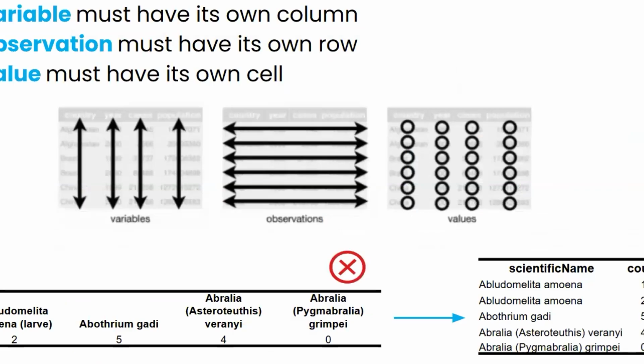And so we follow three very important rules that are among the best practices, is to respect these three rules. Each variable must have its own column, each observation must have its own row, and each value must have its own cell. So ideally, you don't want this kind of table on the left. You should aim for the one on the right. And I'll explain in a little bit more detail how you can achieve that.